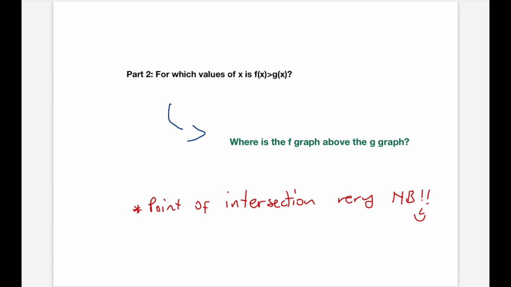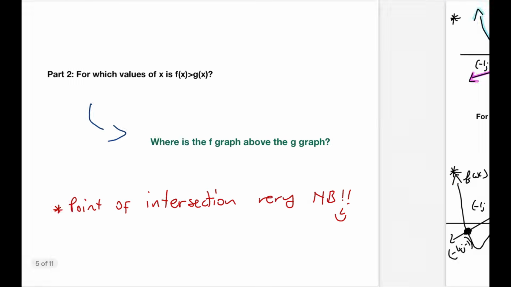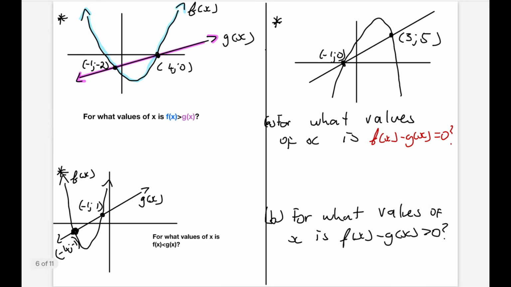But let's decode it. Let's translate this from maths to English. When a question says, for what values of x is f of x greater than g of x, that simply means, on this Cartesian plane, where's the f graph above the g graph? That's all it means. Let's look at some examples here.